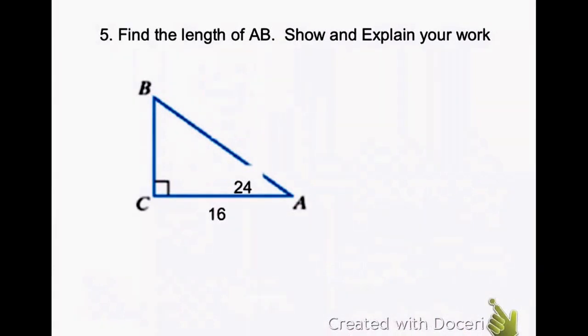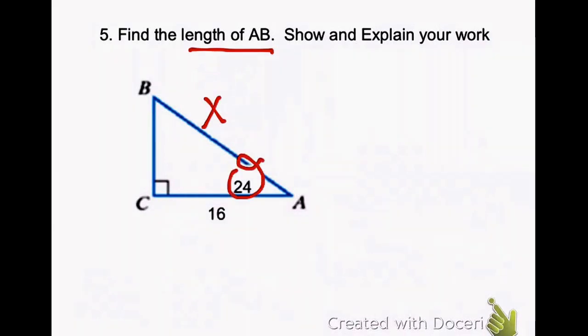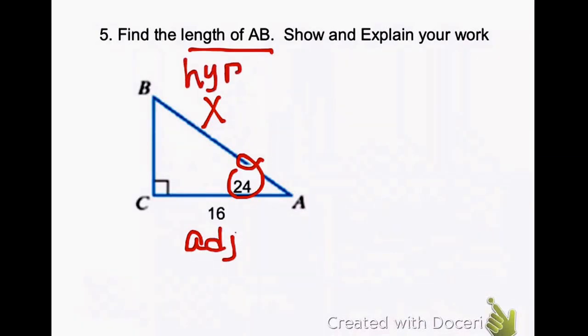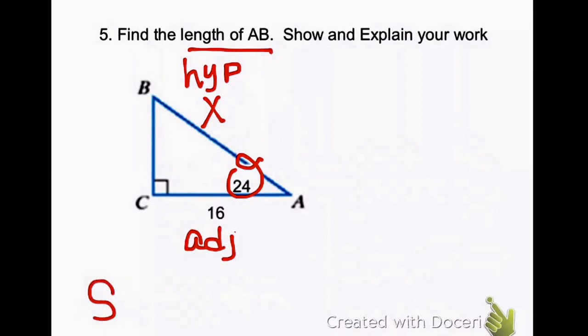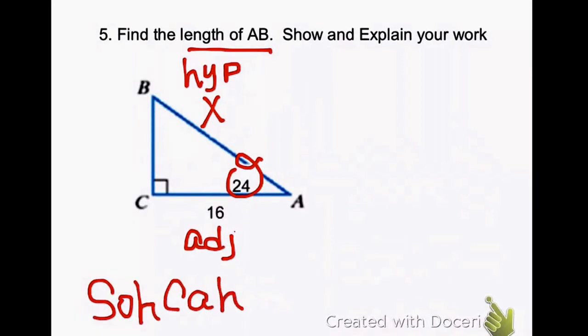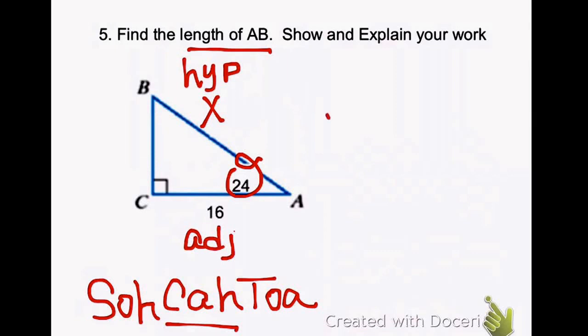This one wants me to find the length of AB. So AB, I put an X. I label theta as 24. AC is my adjacent side. AB is my hypotenuse. So I'm going to use SOHCAHTOA to determine which trig ratio I'm going to use. Since I'm comparing adjacent and hypotenuse, it tells me to use cosine.